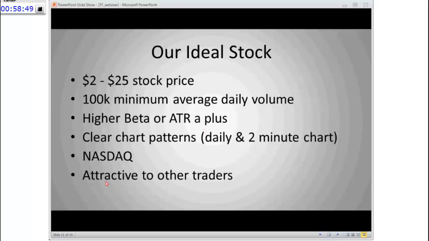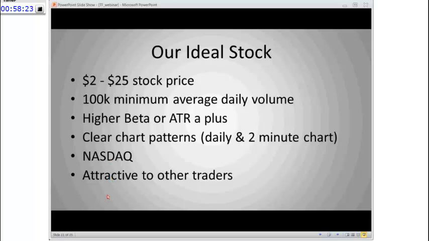So you can have a very liquid stock that has a big range, but when you drill down to say the 2-minute, maybe it's really thin intraday and you just have really spiky price action. I'm trying to stay away from stuff like that. And I love just trading NASDAQ stocks. I just find the fills to be better. And we want to trade something that is attractive to other traders.